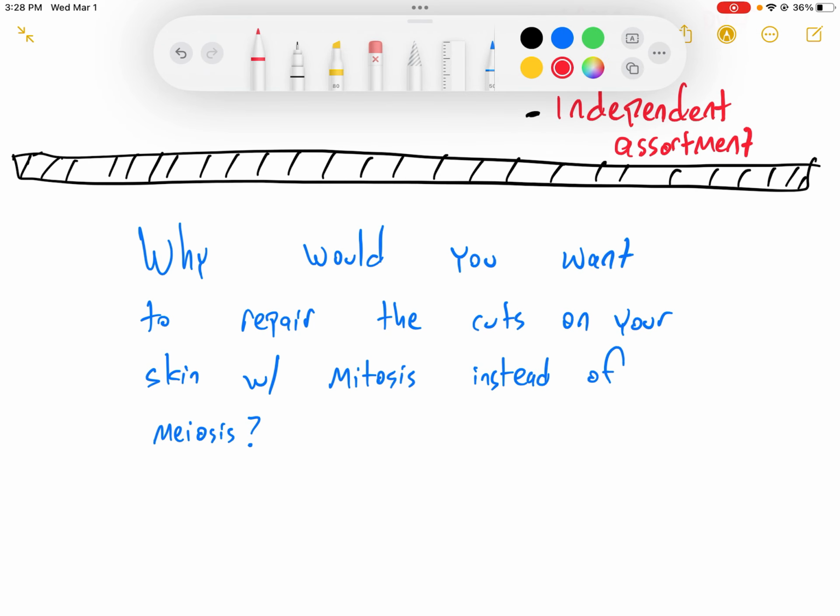All right, and this last question before we end, this is your paragraph question that you're going to have on your test. Why would you want to repair the cuts on your skin with mitosis instead of meiosis? In short, the answer is because with mitosis, we want that skin to be repaired with the exact same cells that were there before. If we use meiosis, we would have some variation in the skin cells. So let's just say you have smooth skin in the place that you got cut. If you use meiosis, when that skin grew back, you may have rough skin or purple skin or blue skin, and we wouldn't want any of that. We want that skin cell to be the exact same.